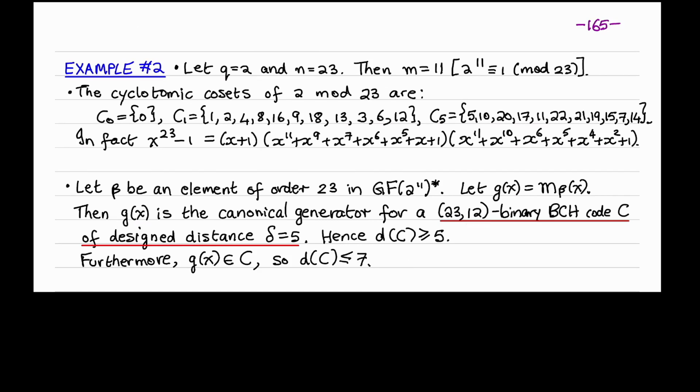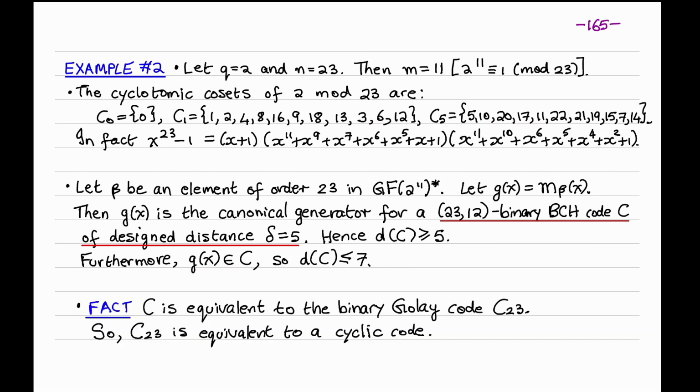Among the roots of g(x) are the 4 consecutive powers of beta, namely beta, beta squared, beta cubed, and beta to the 4th. And so C has design distance 5, and hence by the BCH bound, its distance is at least 5. Now g(x) is one of these two degree 11 factors of x to the 23 minus 1. Both these factors have weight 7. And so, since g(x) is itself a code word, the distance of C is at most 7. I'll state as a fact, which I won't prove, that C is equivalent to the binary Golay code C23. So even though C23 itself is not cyclic, it is equivalent to a cyclic code.